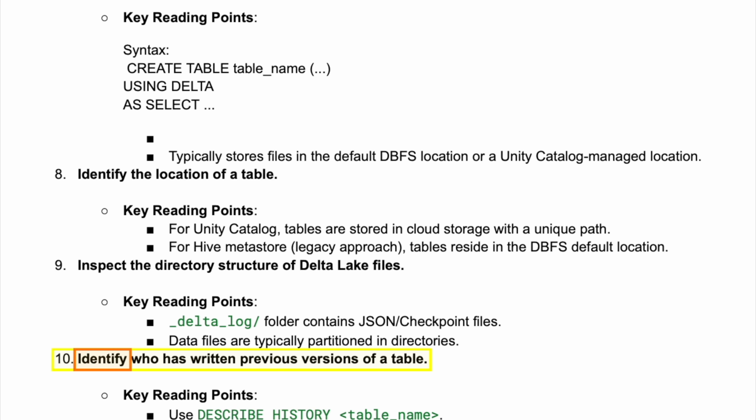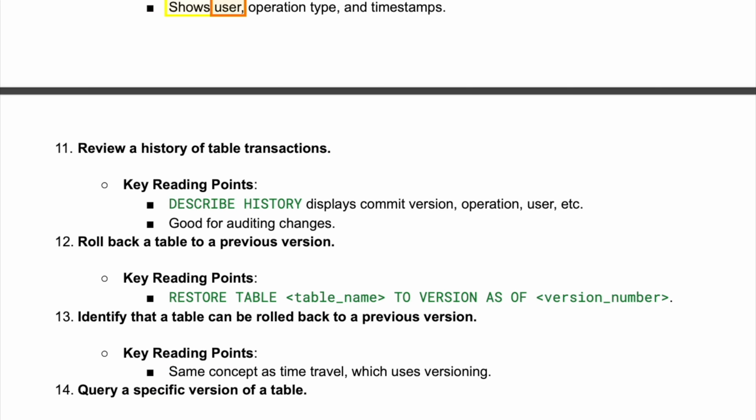10. Identify who has written previous versions of a table. Key reading points: use DESCRIBE HISTORY <table_name>. It shows user, operation type, and timestamps.